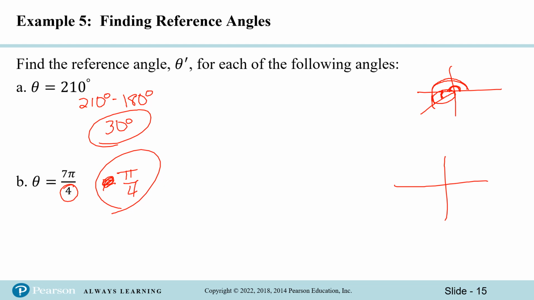Okay. So we have 7 pi over 4. Okay, so this is 1, 2, 3, 4, 5, 6. Here's my 7 pi over 4, and I need to get here. So I'm going to take 2 pi and subtract off 7 pi over 4. 2 pi, subtract off 7 pi over 4, multiply by 4. That gives me 8 pi over 4 minus 7 pi over 4. And look, pi over 4. Works every time.